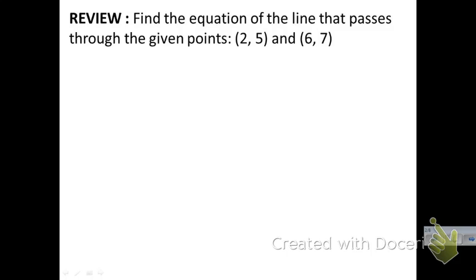Okay, so as a review, we're going to write the equation of a line that passes through the given points. Remember that to be able to write the equation of a line, you need two things. You need slope and you need a point. So we already have 2 points, so we need to find slope. Slope formula is y1 minus y2 over x1 minus x2. So we're going to fill in those values.